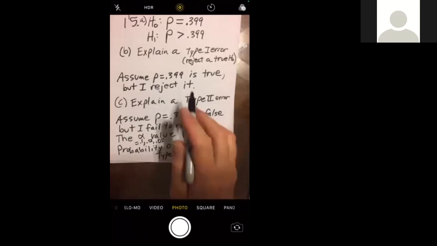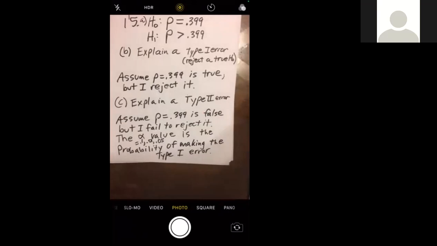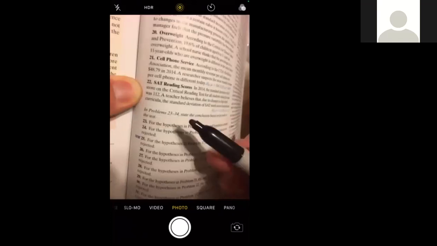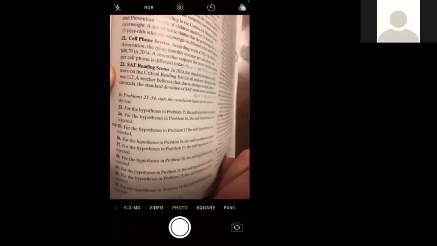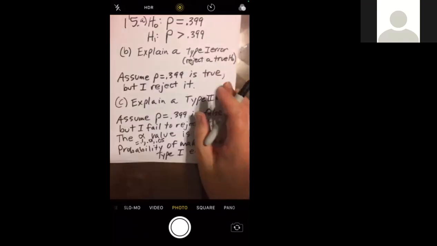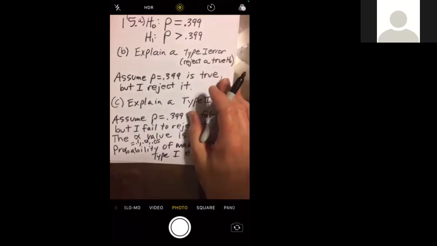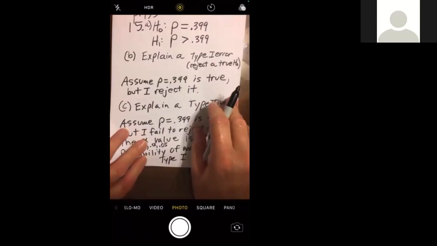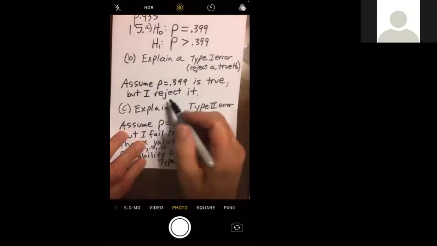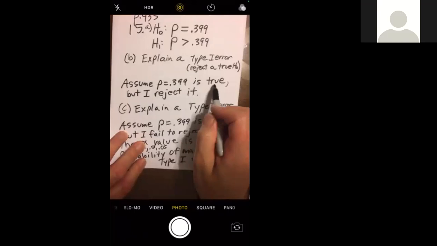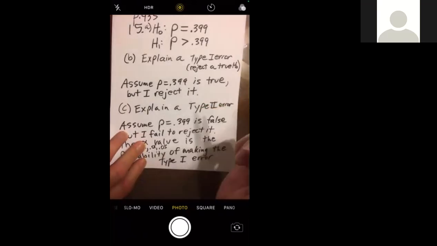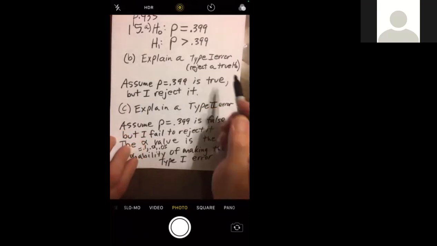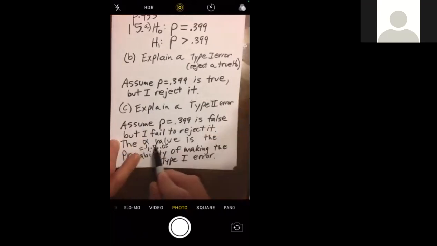Do you want to see another one of this? This goes from 15 through 22. You want to see another one, or are you ready for the next section? I'm ready for the next section, but just to confirm, what I need to do is reject the probability that was given to make it a type 1. You're rejecting a true null hypothesis. Yes. Right. And this then is the probability of doing that. Okay.